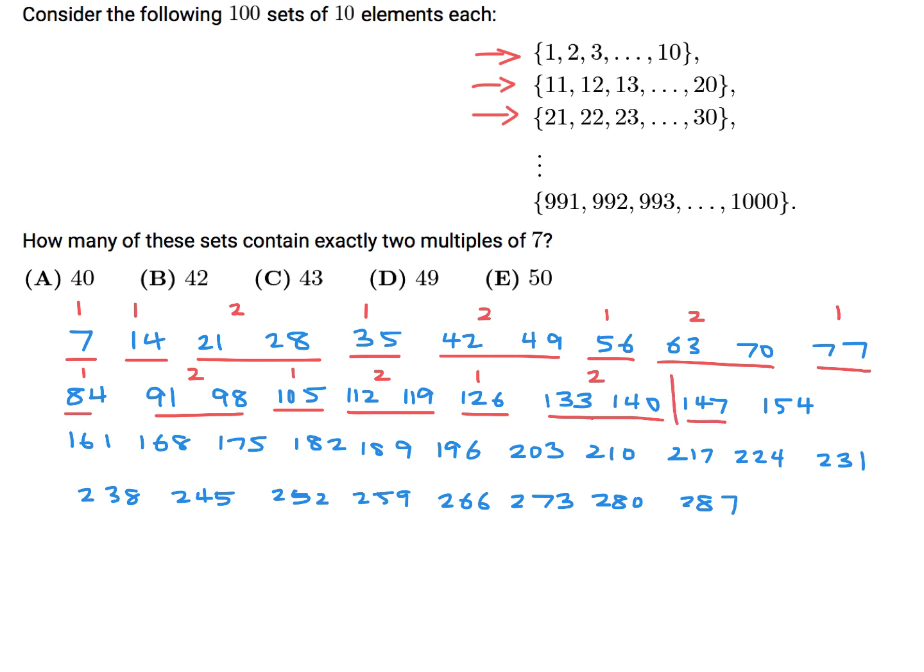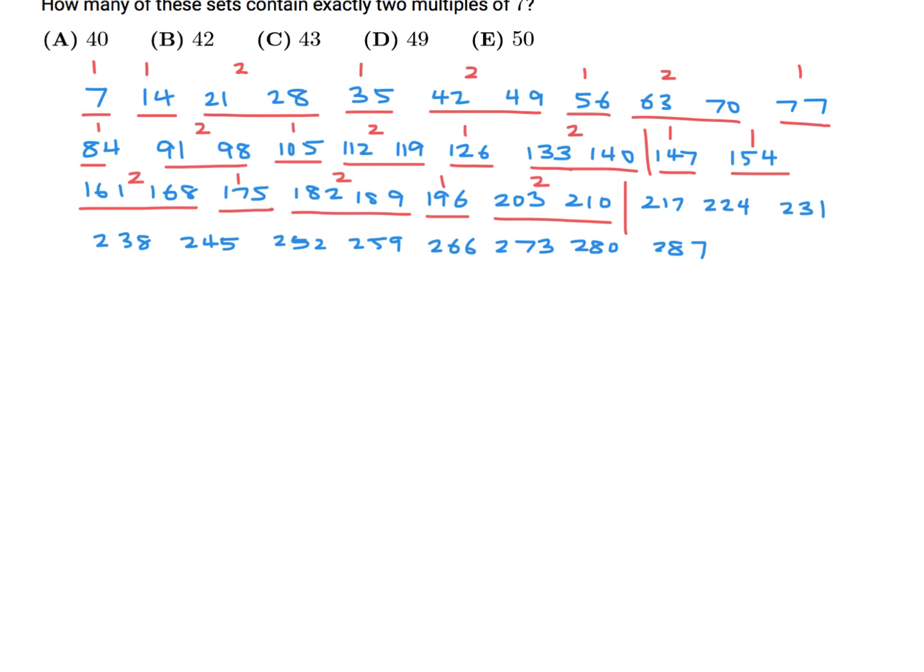So let's keep going here. 1, 1, 2, 1, 2, 1, 2. Okay, so that's the pattern. So the pattern is a 1, 1, 2, 1, 2, 1, 2, and it ends there. Okay, got it. So that means that every time we get to multiples of 70, this pattern continues.